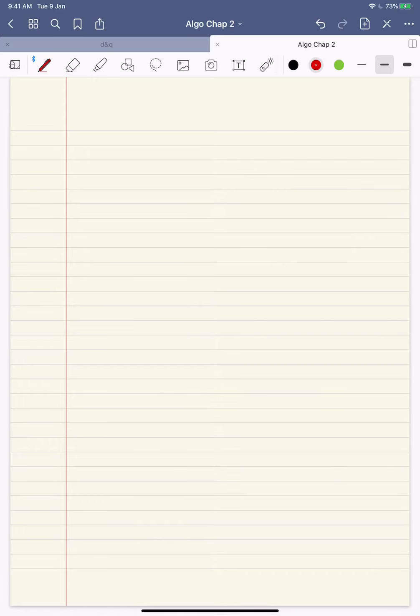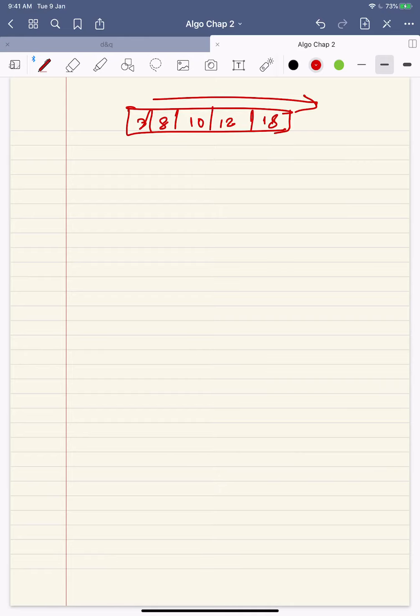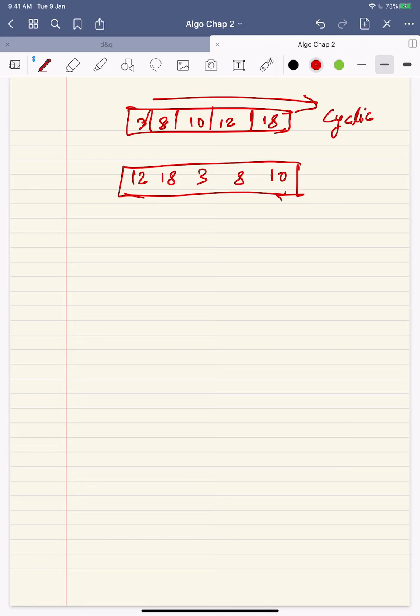So you can see things like, okay, I have a sorted array: 3, 8, 10, 12, 18. And suppose I say shift all the elements in a cyclic manner. So cyclically shift all these. So suppose something like 3, 8, 10, and then 12 and 18. So cyclic shift. And suppose you are given only this. Your task is now to find out at what index you did this shift.